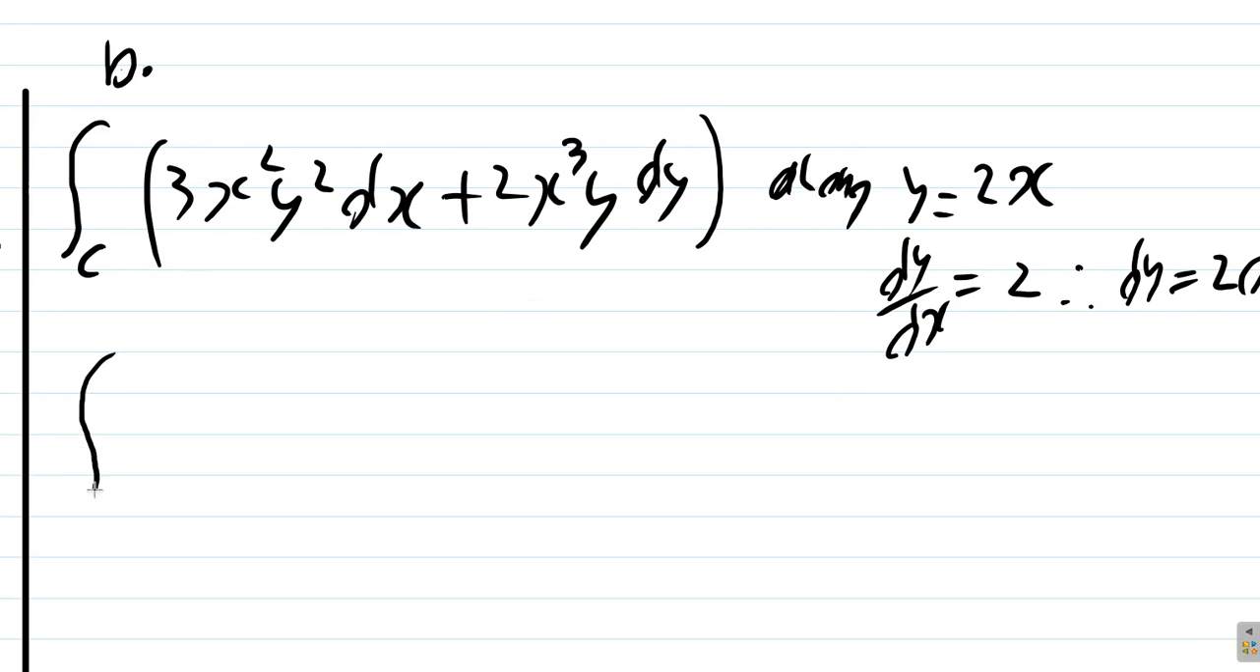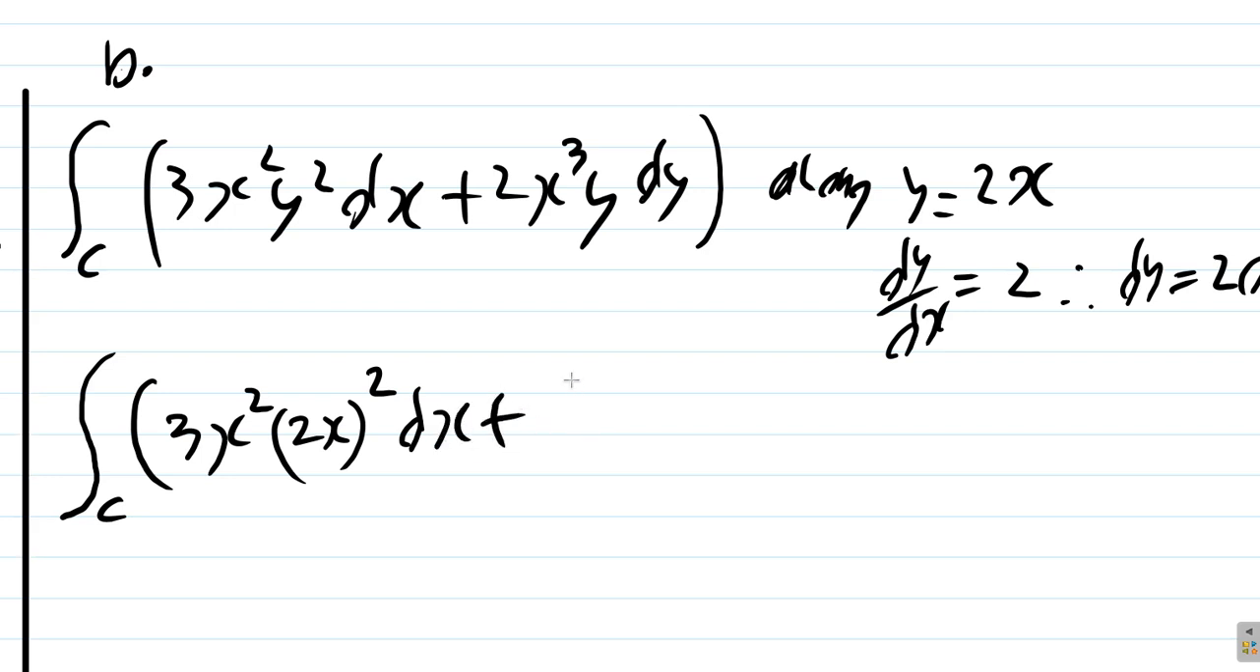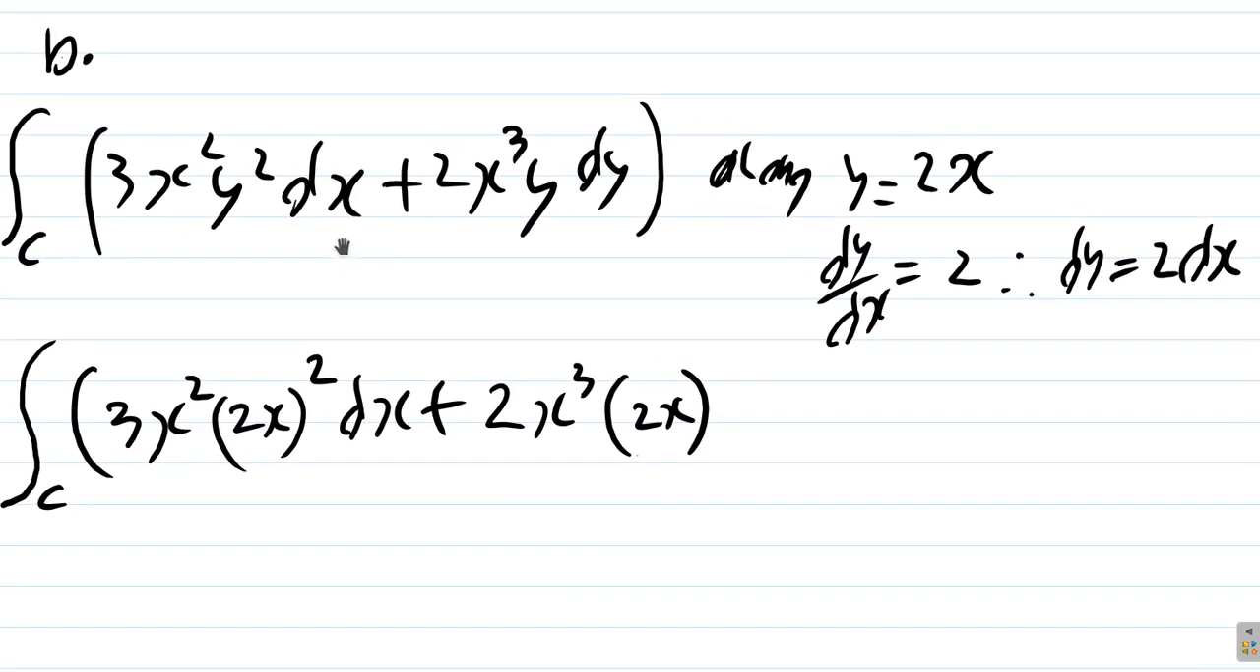So you're integrating along the curve of 3x squared y squared. Y is 2x, so it's 2x squared dx plus. So remember, we want to change everything to x and dx. We're going to have numbers, x's and dx, alright? No y's and no dy's. So here you have 2x cubed y. Y is 2x, so we say 2x times dy. But dy is 2 dx. So it's 2 dx. You see what's going on there?